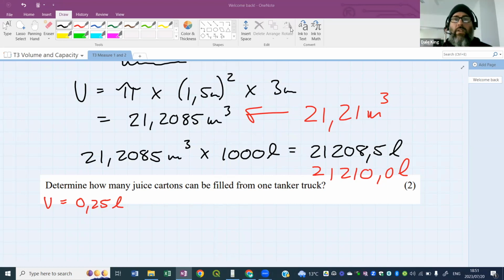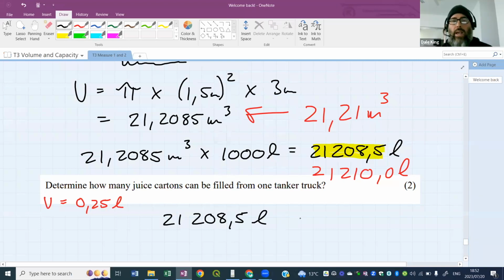There we go. All right, so how do we work it out? So how many cartons can we get out of this tanker? We're going to use this figure, because we're not rounding off during the question. So this is the one we're going to use. So we're going to say the tanker holds 21,208.5 liters, and a carton is 0.25. How many cartons are there? Cut the tanker volume up into the carton volume. So divide the tanker volume by 0.25 liters, and see how many you have.